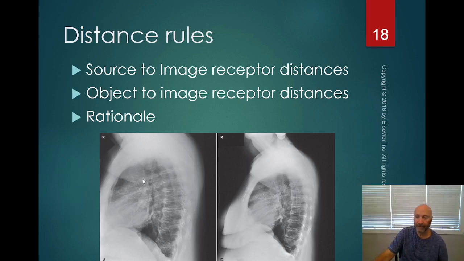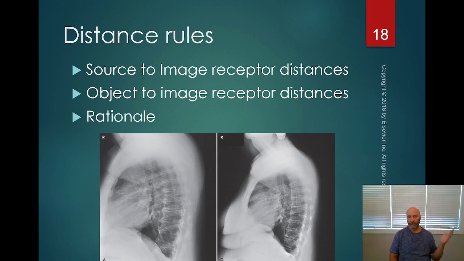But the lesson here is that the shorter the SID, the more magnification you have. At the same time, the greater the OID, the more magnification you're going to have. So if you can increase your SID to 72 inches, it reduces some of that magnification. Also, if you have an unavoidable increase in OID, you can increase SID to offset that.